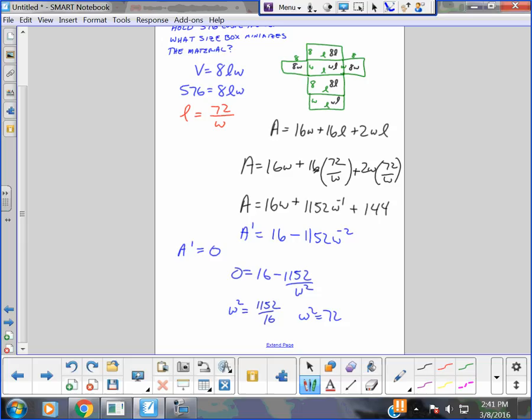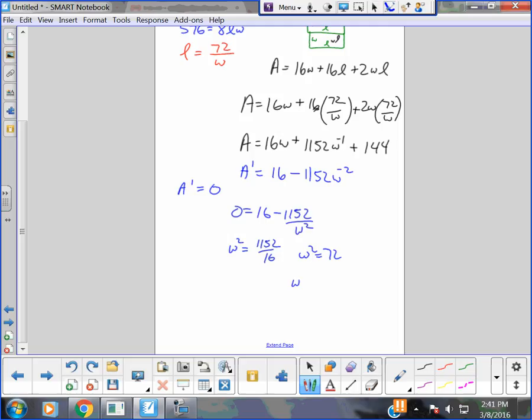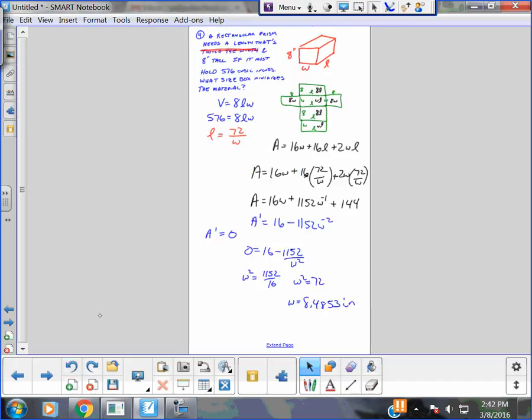So guess what? I just figured out I got to take the square root, right? And I suppose you could make the argument that it's plus or minus, but we all know that it has to be the positive answer. And I'm not going to go exact. I'm not going to do radicals here, even though you could. I'm just going to say W is 8.4853 inches.